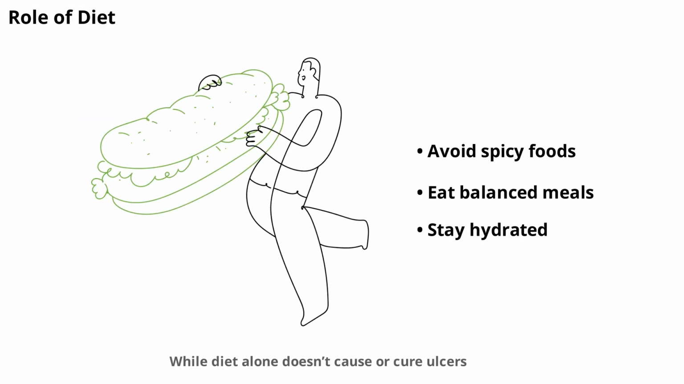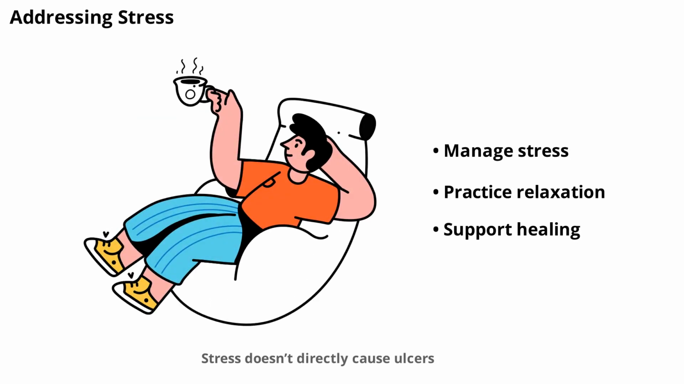While diet alone doesn't cause or cure ulcers, certain foods can aggravate symptoms. Doctors may recommend avoiding spicy, acidic, or fatty foods and encourage a balanced, gentle diet. Staying hydrated and eating regular meals can also help manage symptoms. Stress doesn't directly cause ulcers, but it can worsen symptoms and slow healing. Doctors may suggest stress management techniques such as relaxation exercises, counseling, or mindfulness practices to support overall well-being during recovery.